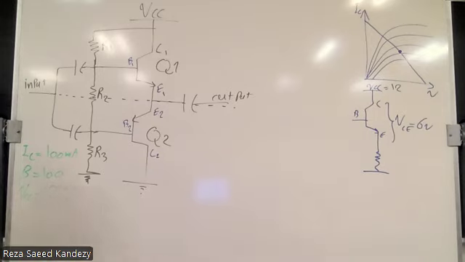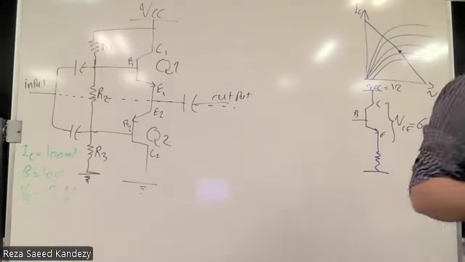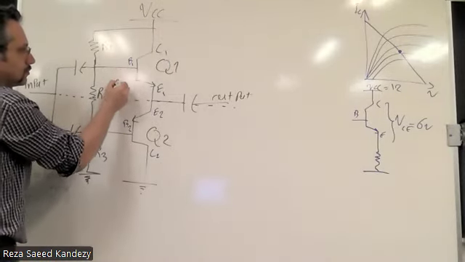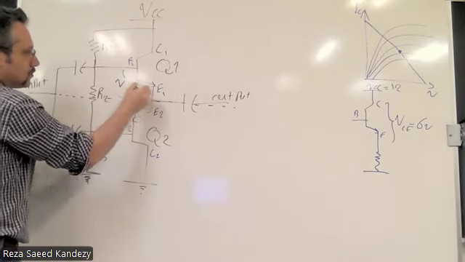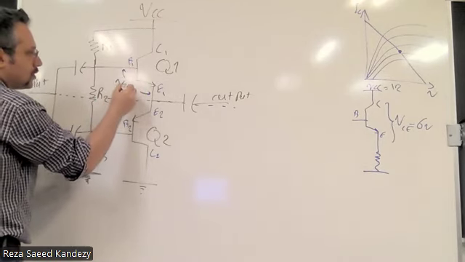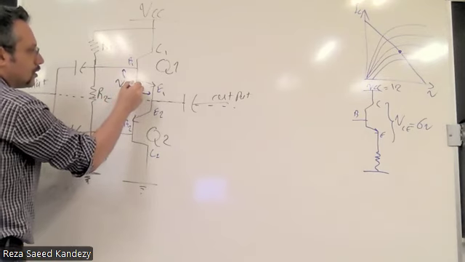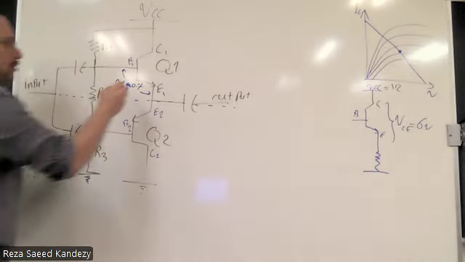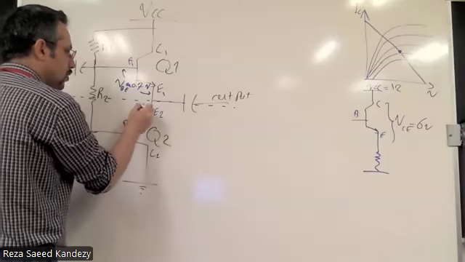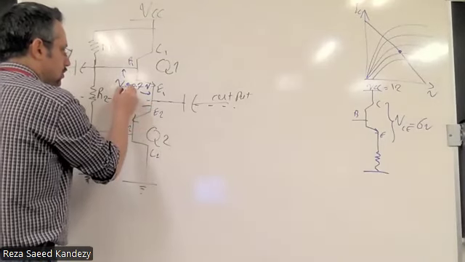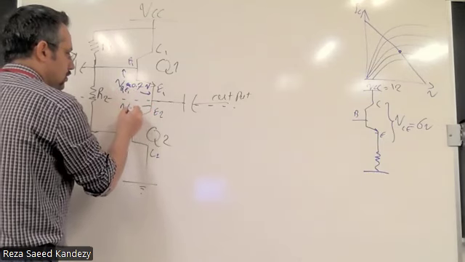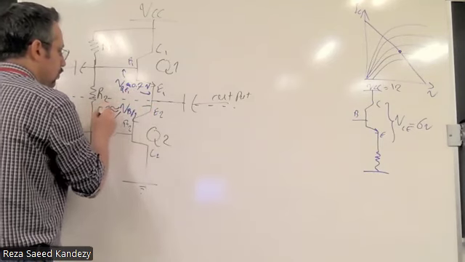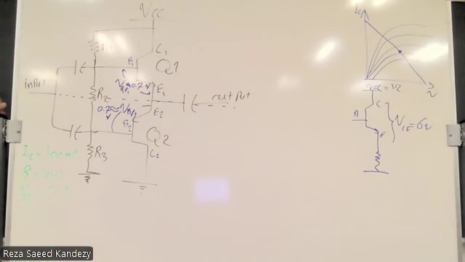Now, if we have a strong bias, that means the base emitter voltage here should be around 0.7. You remember that? So this is 0.7. This is for the first switch, this is for the second switch. Same goes for this one. Again, this should be 0.7. Are we good?